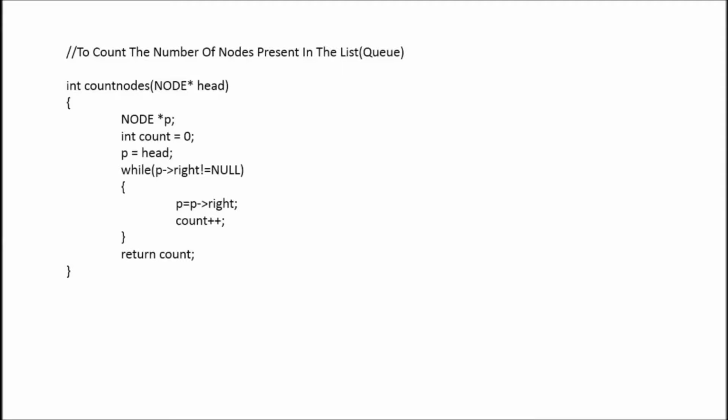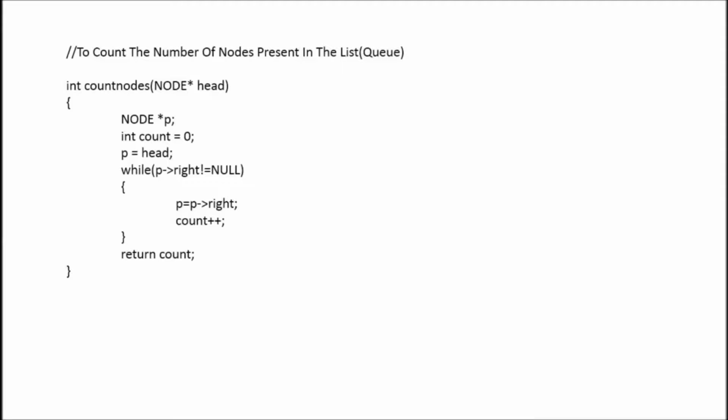We copy the contents of head to p. Basically what we're doing is we just copy the reference present in head to p, and we use p to traverse or do whatever we want with the linked list. So we say while p's right is not equal to null, we go right. So p equals p's right. That's what it basically does.